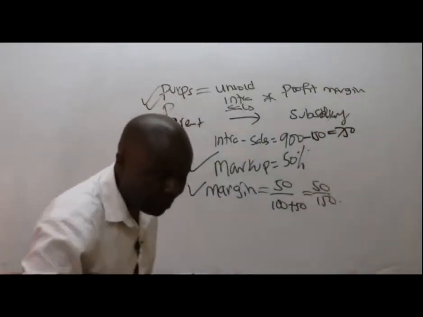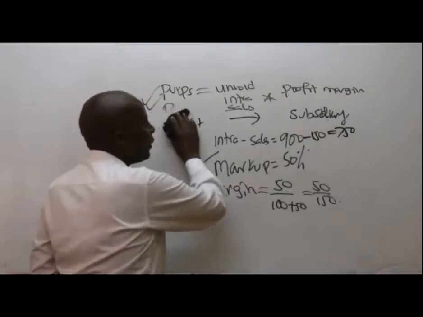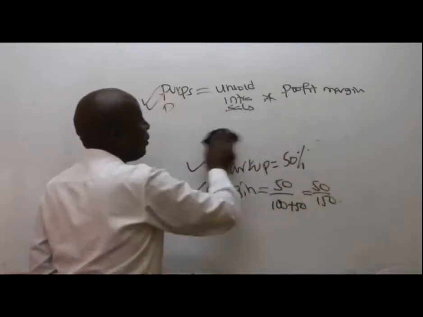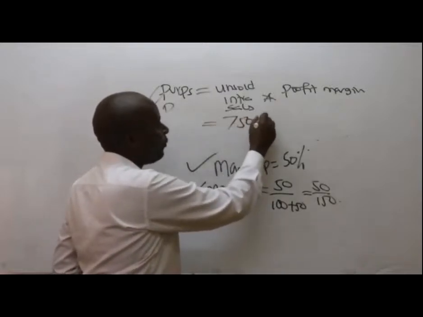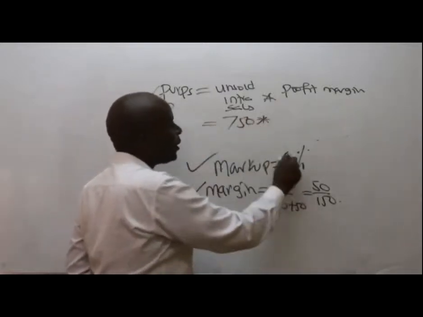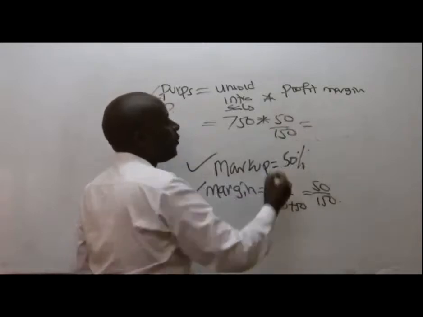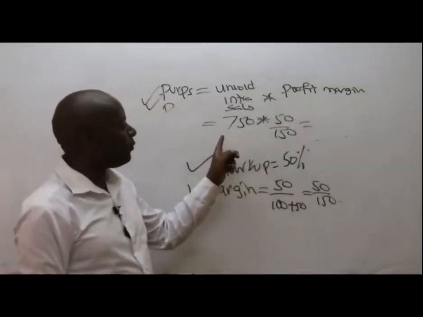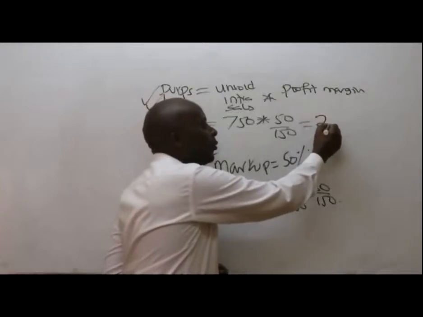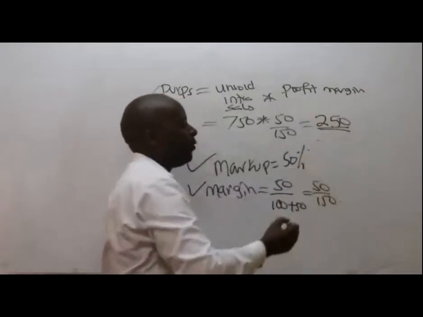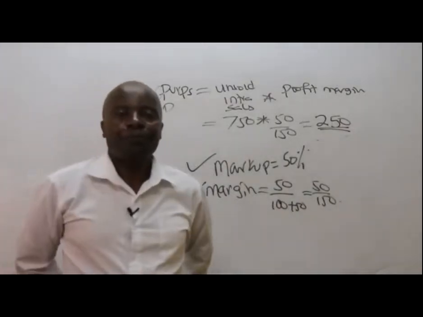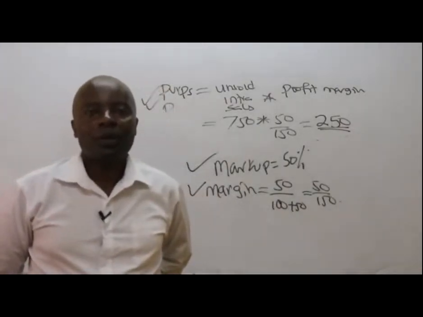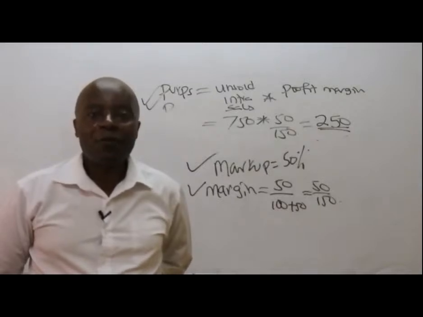Now, ladies and gentlemen, the moment you have that, everything boils down to something manageable. This will be 750 times the profit margin, or 50 over 150. 50 over 150 times 750. Please confirm to us that Janet was right with the 250. I hope this figure is correct. So 250 is our PAPS.